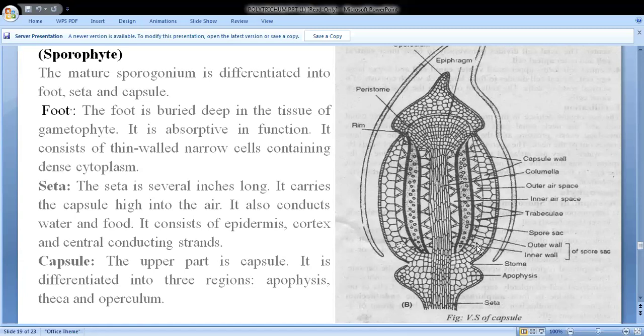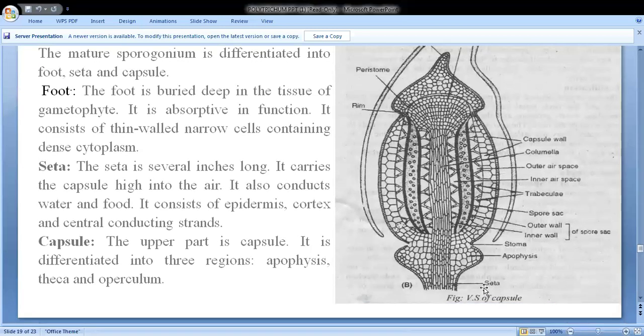The foot is embedded in the archegonial branch tissue, absorbs nutrients and water from the gametophyte and supplies them to the capsule through the seta. The foot is parenchymatous and swollen. This is the seta. The foot is below the seta. So that is the foot.